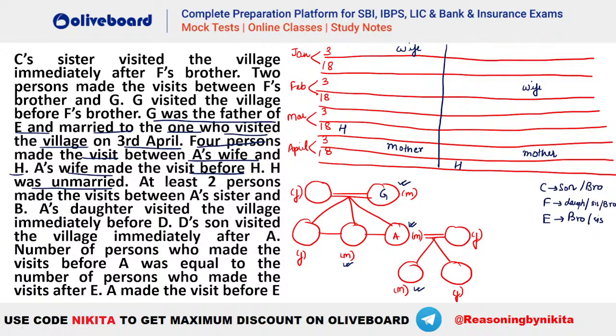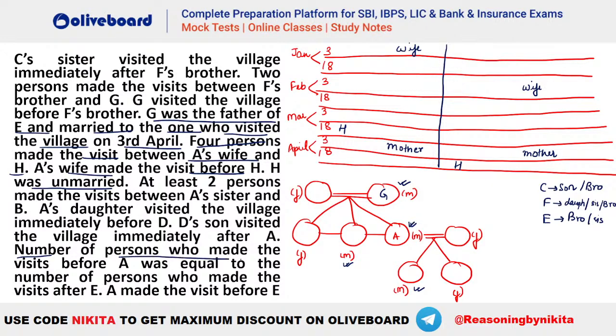After that, let's see what else is given here. At least two persons made the visit between A's sister and B. Okay, so there has to be at least two persons between A's sister and B. A's daughter visited the village immediately before D. Okay, so A has a sister who is immediately before D. D's son visited immediately after A. Number of persons. Now have a look at this one.